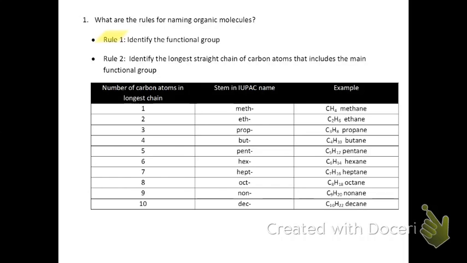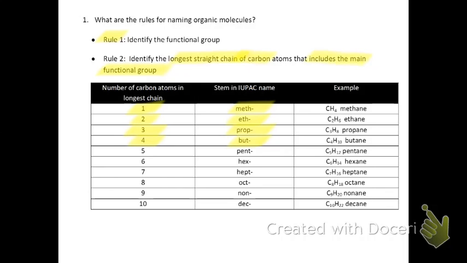Then rule number 2 is that you need to identify the largest or longest straight carbon chain. That longest straight chain of carbons must include the main functional group in it. We'll give you examples of what that all means, but it's really important. The longest carbon chain gets a special stem name. Depending on how many carbons are in that chain determines the stem name, and you're going to have to learn these stem names. For instance, if it has 1 carbon in the chain, we call it meth. Then 2 carbons, eth, 3 prop, 4 but.